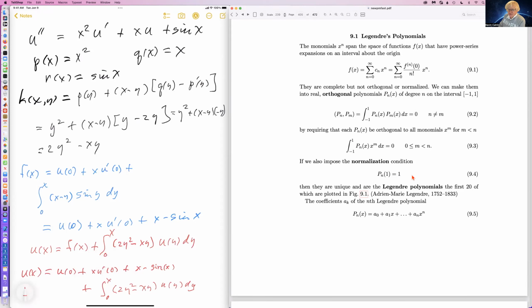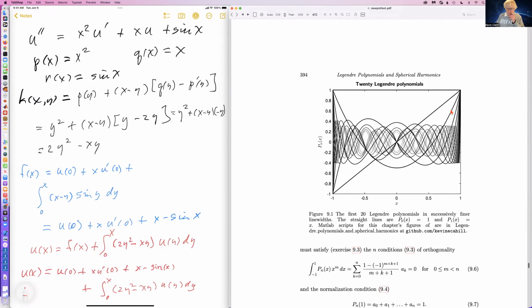They have funny sort of conditions. One is a normalization condition: every Legendre polynomial at x equal to 1 is equal to 1. And secondly, the Legendre polynomials are orthogonal. In other words, Pn and Pm are orthogonal if n is not equal to m.